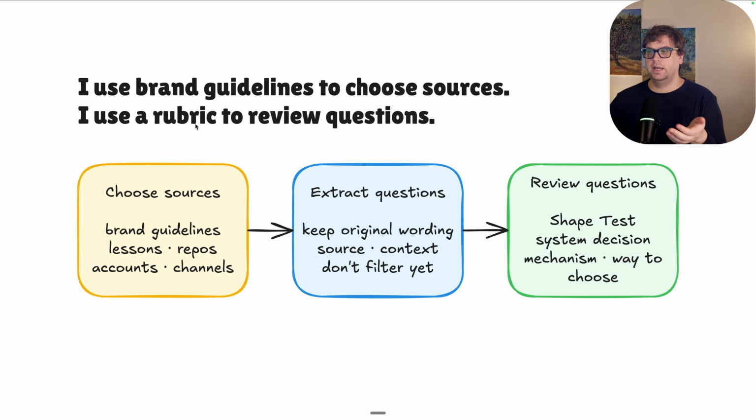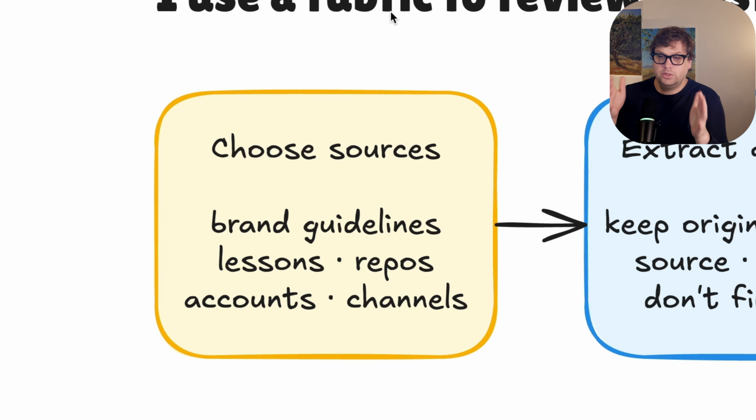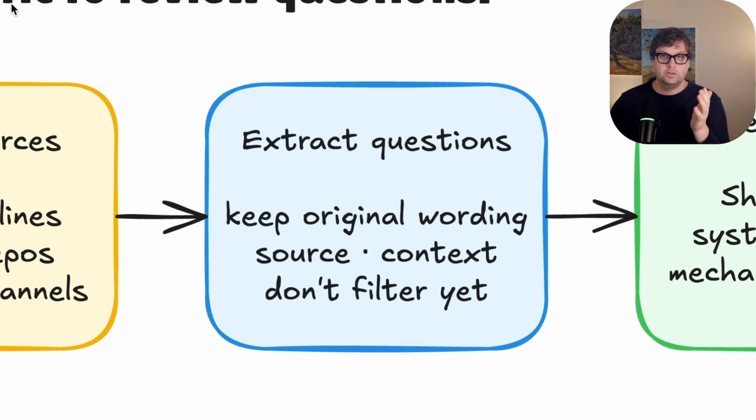I have some brand guidelines to choose sources, and I use a rubric to review questions. I'll show some of the annotation process later. In general, I choose the sources, and these are going to be from lessons, repos, accounts, channels that I've chosen. I get exact questions. I get the original source, but I also clean them up for my view.